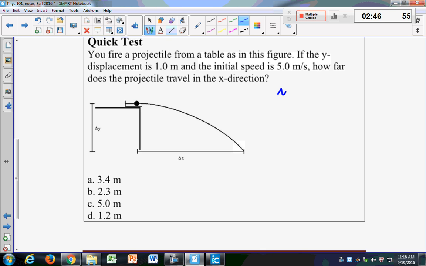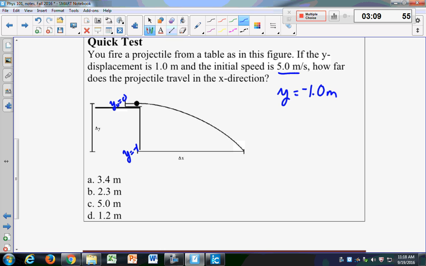First of all, I know that y is equal to 1 meter, right? Is it 1 meter? No, not really. It's really negative 1 meter, because I start up here at y naught equal to 0, and down here it's y equal to negative 1. We had problems like that before in chapter 2. We just need to make sure we keep our signs correct. So y is equal to negative 1.